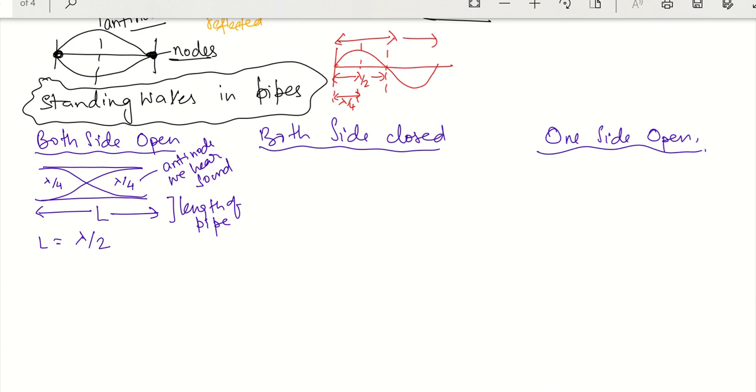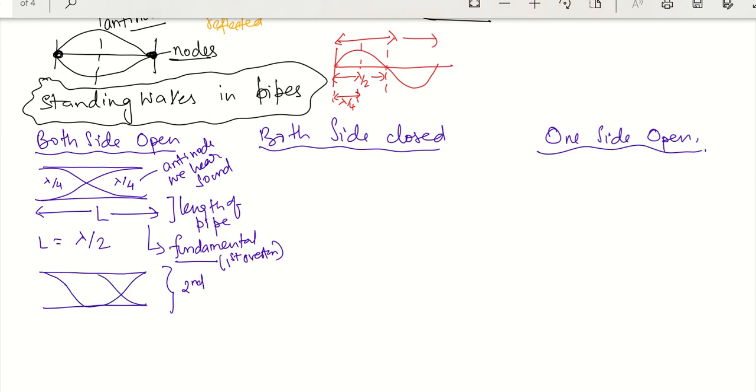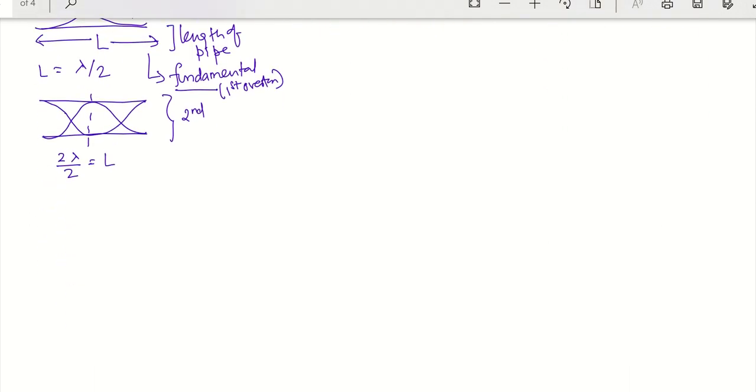So this first one that you are seeing here is also called your fundamental. Then comes your second overtone. Fundamental is sometimes also called your first overtone. There are so many names here. This is the second overtone. So this one is going to have something like this, right? How many lambda by 2s are there now? There are 2 lambda by 2 equal to L. So I can write lambda as just L, whereas for the fundamental I can write lambda as 2L. This is important for us.